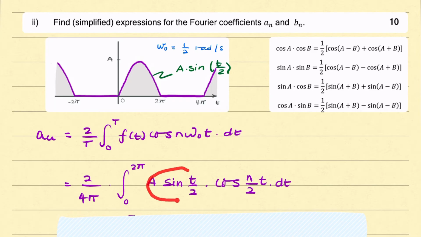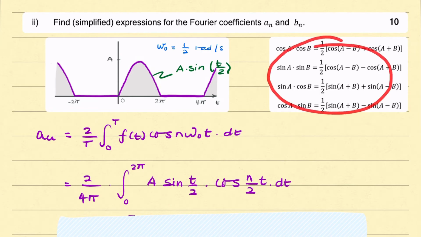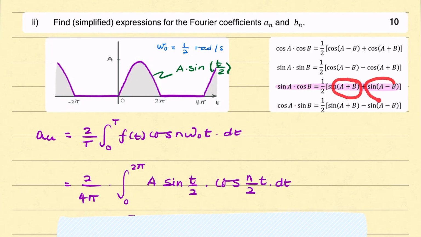Now we have a sine multiplied by a cosine. That's not easy to integrate, but we have a number of identities that we can use. So when you have a sine multiplied by a cosine, you can replace that with half sine of the sum plus sine of the difference. And that's easy to integrate, and that's easy to integrate.